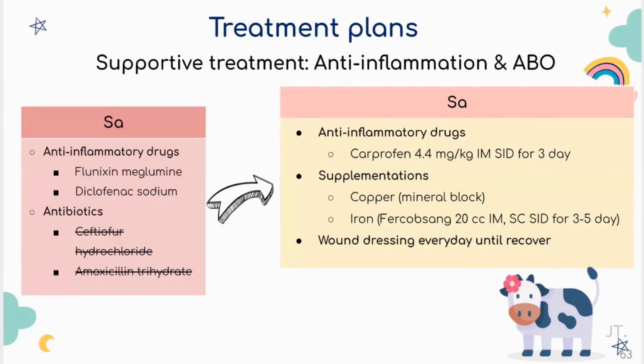For the Farm 1 treatment plan, from history taking, the owner used to provide diclofenac and flunixin meglumine, and it did not work that well. At that time, she bought a new drug, that is carprofen. So we decided to prescribe carprofen for 3 days. And because Sa was in stable condition at that time, antibiotics did not need to be provided anymore. Moreover, from the blood examination result, Sa was anemic. Iron or copper supplements were recommended, and wound dressing is recommended too.